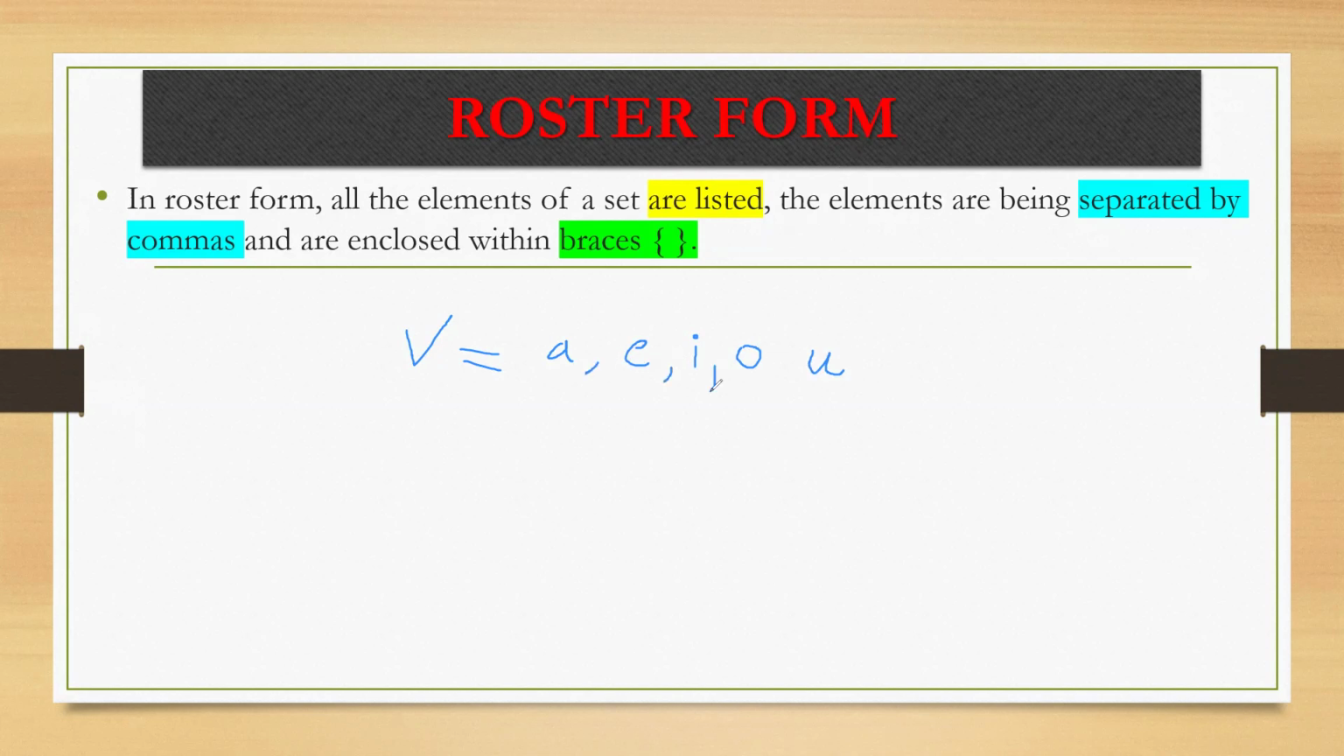Okay, I'm separating this with commas, and then they are enclosed within the braces. These curly braces, we have to enclose them. So I am enclosing it. So this is the representation of the set of vowels in roster form. It is very simple. First the elements should be listed, then separated by commas, and then enclosed within braces. So is this clear? This is how we will be representing the set of vowels.